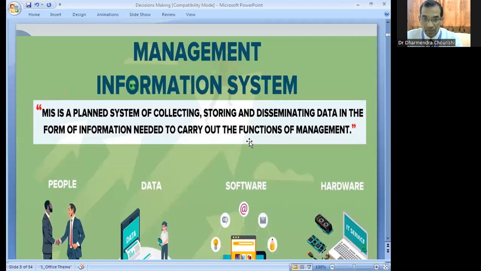As we know, one of the most important pillars of an organization is where IT and computerization is crucial. We can say that computerization is nowadays a backbone for managerial functioning. So MIS is a planned system of collecting, storing and disseminating data in the form of information needed to carry out the functions of management.